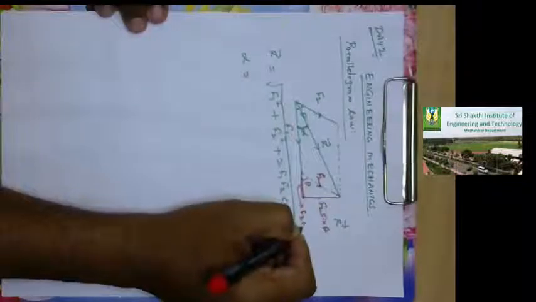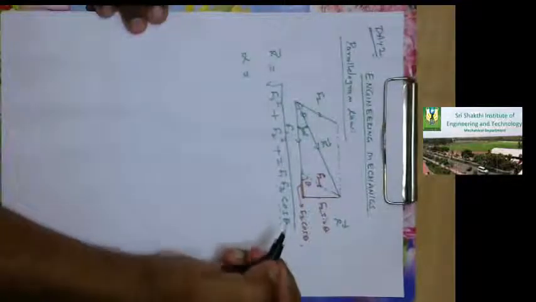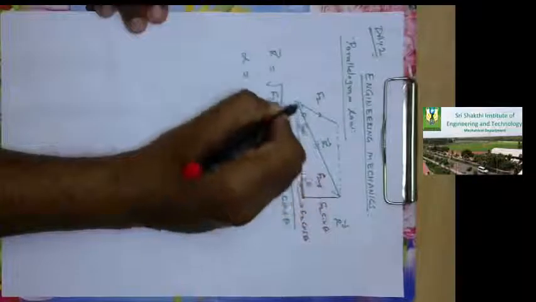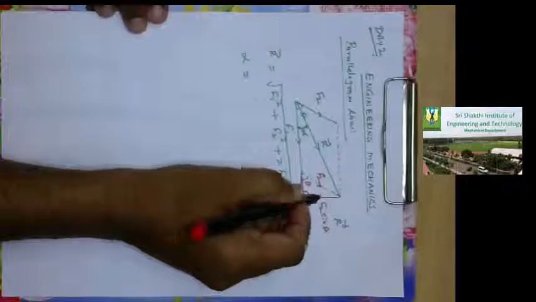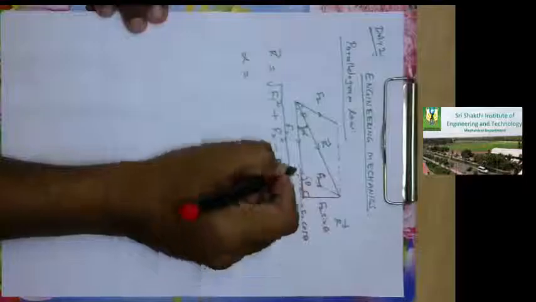When I resolve this force into its horizontal and vertical components, this value will be F2 sin theta, and this length will be F2 cos theta. That means I am resolving F2 into its constituents. Now consider this big triangle, ABC. This one is 90 degrees because I dropped a vertical with respect to this horizontal.